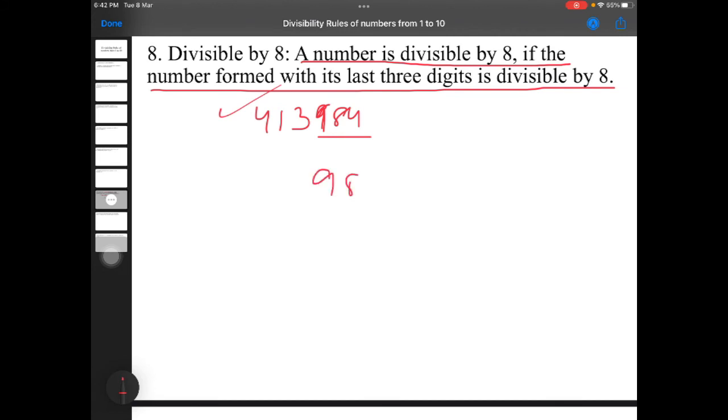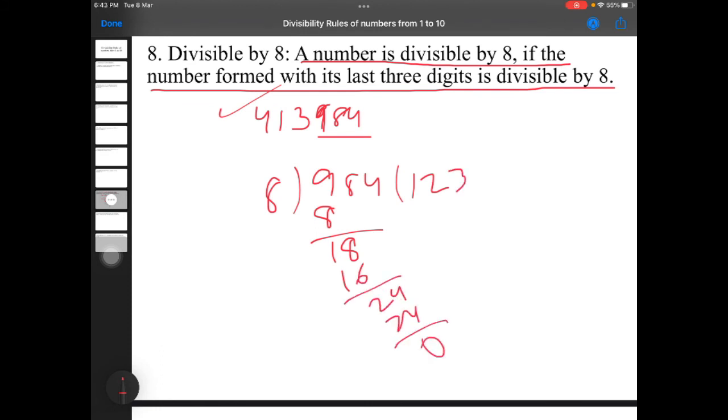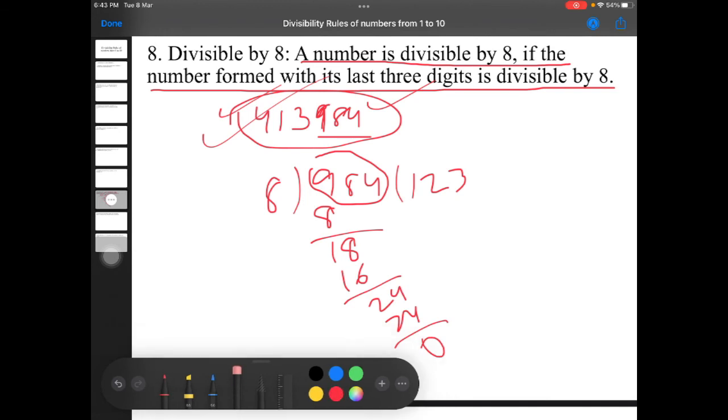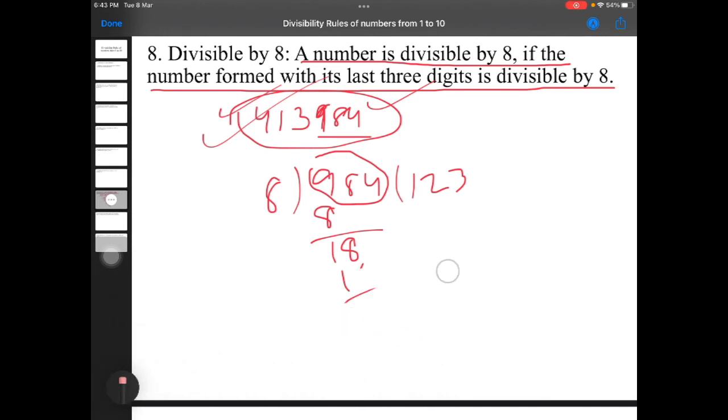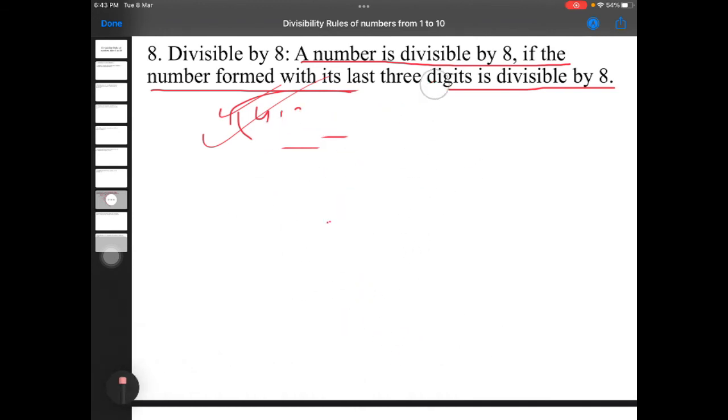So let's divide 984 by 8. 8 into 1 is 8, then 8 comes down, 2, 16, and 2, 4, and 3, 24. So we can see that the last 3 digits of this number can be divided by 8. So that means this whole number can be divided by 8. Let's try to divide this whole number by 8 and find out whether we can divide it or not.